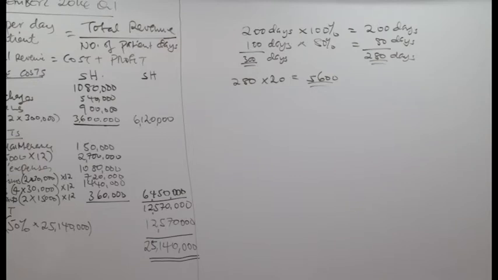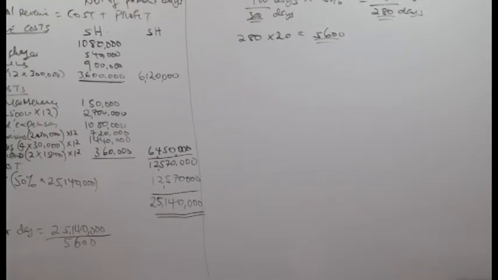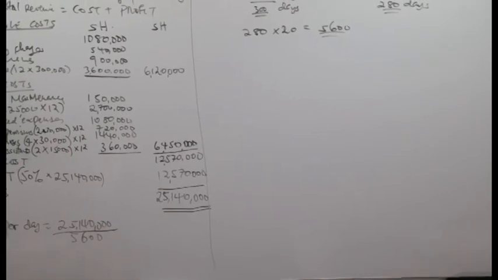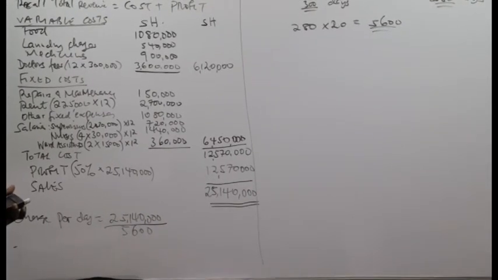The charge per day is equal to the total revenue, which is 140, divided by 5,600. So we take our calculator and divide, and that will give us our charge per day. The charge per day will be equal to 140 divided by 56.